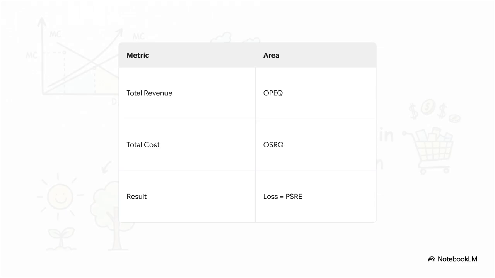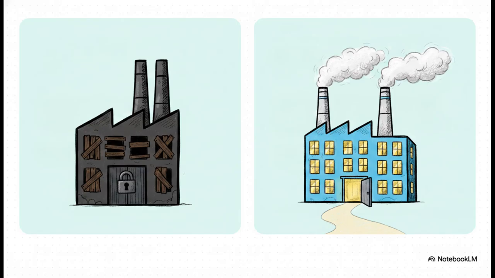Since our costs are way bigger than our revenue, this struggling firm is facing a short-run loss, perfectly represented by that shaded rectangle at the top, P, S, R, E. Now you might be wondering, why doesn't this firm just pack it up and shut down? I mean, they're bleeding money in that shaded rectangle.